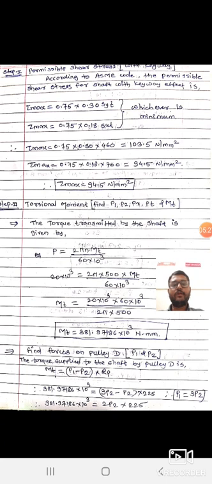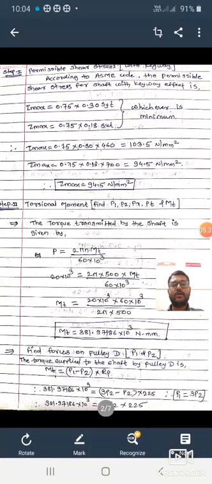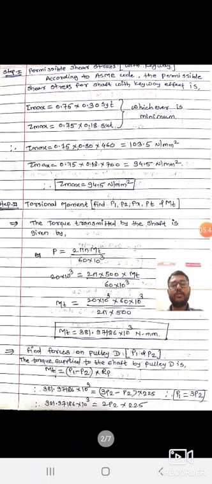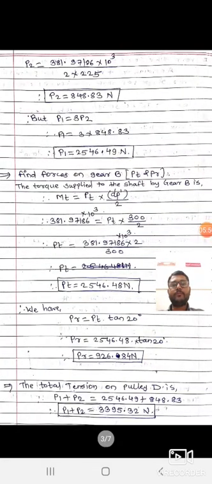Here we have already calculated the value of Mt, that is equal to 381.97186 into 10 raised to 3, that is equal to, we know that P1 equal to 3P2, condition is given, minus P2 into radius of pulley, that is 225. So let us solve this equation for P2. We got the answer for P2 equal to 848.83 Newton.